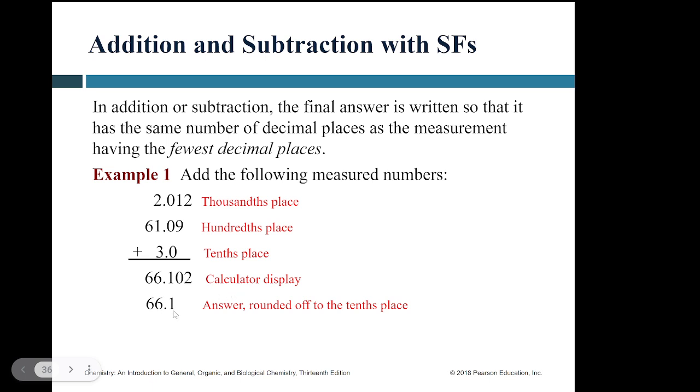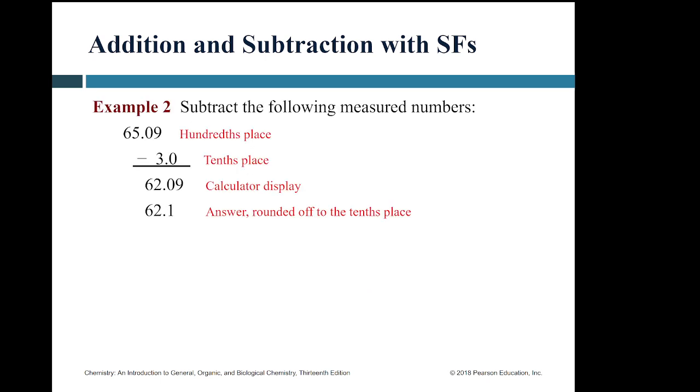Now keep in mind that sig figs do not matter here. For example, this is 2 sig figs, the lowest number of sig figs, and we are magically 3 sig figs now. That's just addition and subtraction.